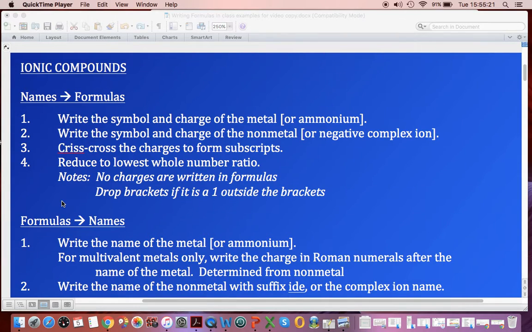This provides a summary of your previous notes on ionic compounds. It reminds you, name to a formula, you write the symbol and charge of the metal or ammonium. Do the same thing for the nonmetal or negative complex ion, and you crisscross the charges to form subscripts. Why? Because in an ionic compound you're transferring electrons, and the electrons have to be a whole number. It has to be balanced out. Once you have your subscripts, then you look to see, are they the lowest whole number ratio? If they are, you're done. If they're not, then you must divide to get down to the lowest whole number ratio.